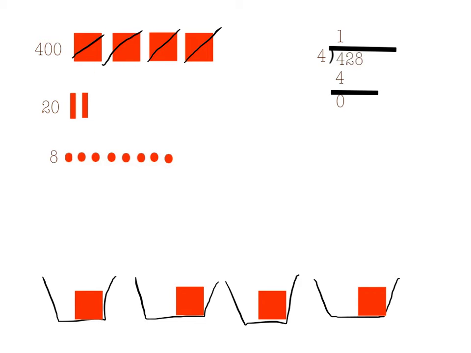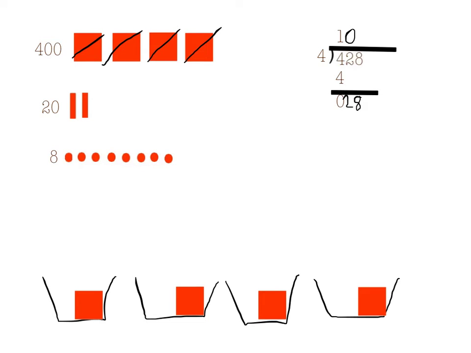And now I have to divide my 10s into my 4 bins. But 2 doesn't go into 4. So on the algorithm I have to bring down the 2, but 4 doesn't go into 2, so it goes 0 times into 2. And then I have to bring down the 8.